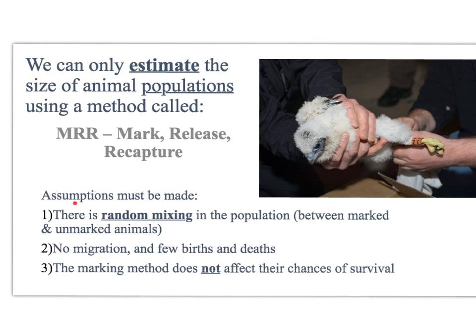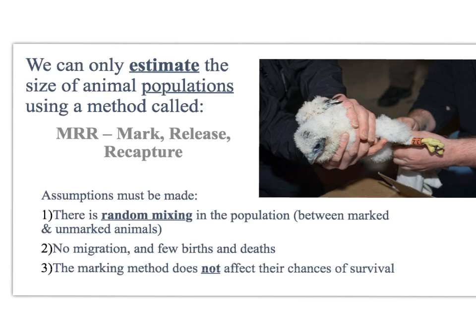And there are quite a few assumptions to be made with this, and you could be asked questions on it. The first one is that enough time is left after releasing the ones that you've marked for them to randomly mix within the population. Okay. The second assumption is there's no migration and there's very few births and deaths. So it's sort of a static population. And the other one that's also a common exam mark point, is the method of marking does not affect the chance of survival.